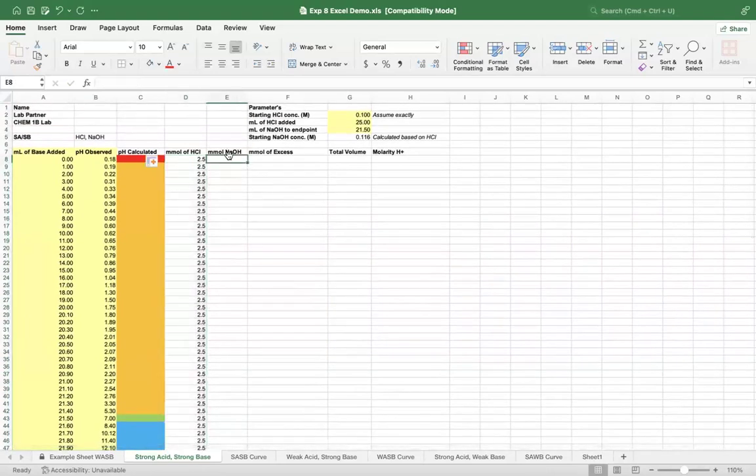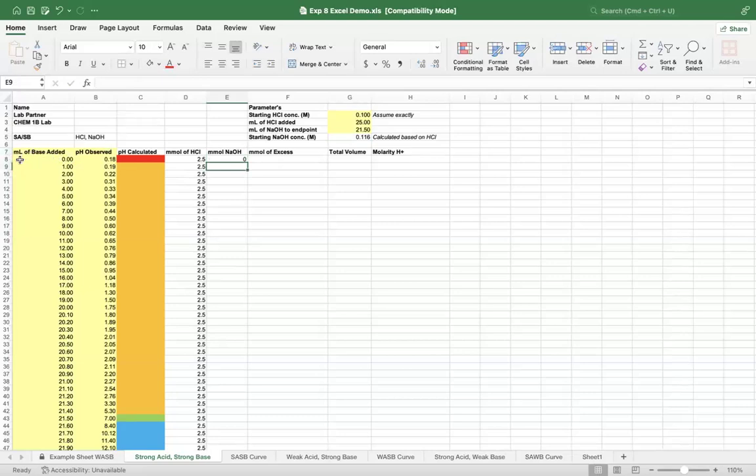All right, millimoles of NaOH. This is how much base we're adding at any given moment. This is just the concentration of base times the volume of base, but the volume of base changes, right? It's over here. So to set up this equation, we're going to say equals, we're going to absolute reference this concentration. We don't want this to change. We want this to stay G5, the whole column. So I'm going to put dollar signs in front of it. And we're going to multiply that by the amount of base added. So that's just this column A.